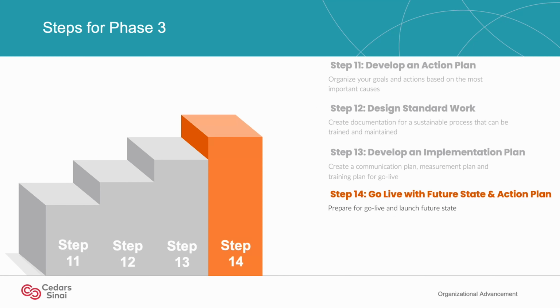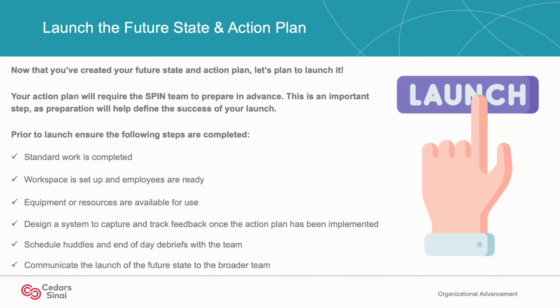Let's get into the last step of Phase 3, which is going live with your future state and action plan. Now that you've created your future state and action plan, let's plan to launch it. Your action plan will require the SPIN team to prepare in advance. This is an important step as preparation will help define the success of your launch. Prior to the launch, ensure the following steps are completed. Standard work is complete. The workspace is set up and employees are ready. Equipment or resources are available for use.